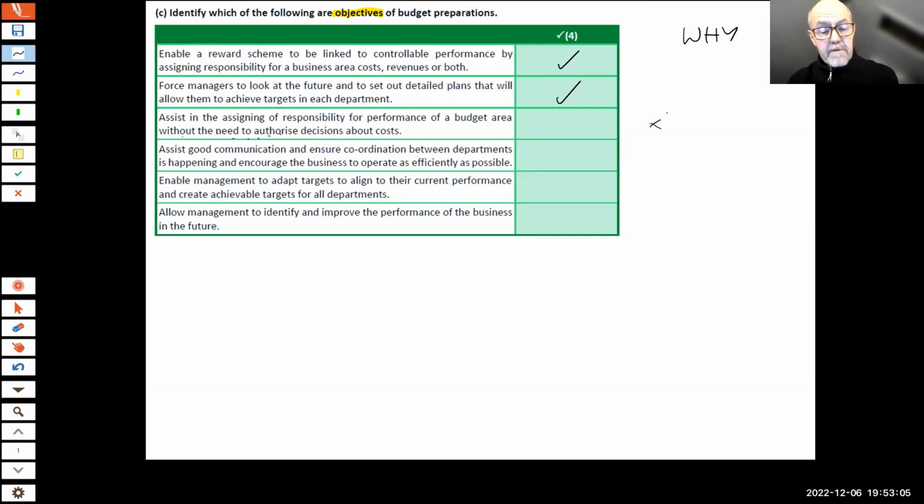Does a budget assist good communication and ensure coordination between departments? Hang on, this sentence doesn't work, does it? Maybe we should say ensure that good communication between departments is happening and encourage the business to operate as efficiently as possible. Well, it's all about coordination, isn't it? That is one of the big words for a budget.